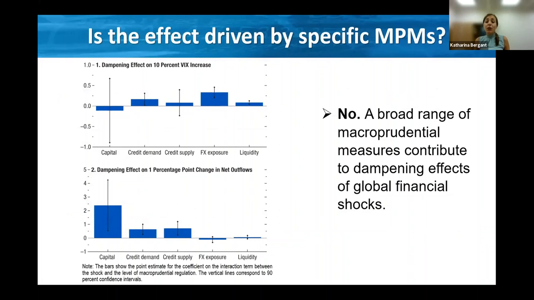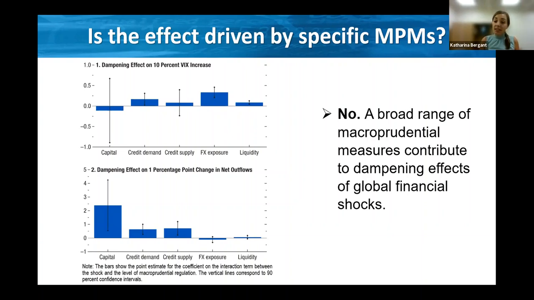So now another thing you could be worried about is that this whole effect is driven by specific macroprudential regulation. So whatever you might be working on, you think of LTVs or foreign exchange regulation or countercyclical capital buffers. We are aware that there's a very wide range of macroprudential regulation in this data set. So we split them into groups. We have macroprudential regulation targeting capital, targeting credit demand or credit supply, targeting foreign currency exposure, and targeting liquidity.